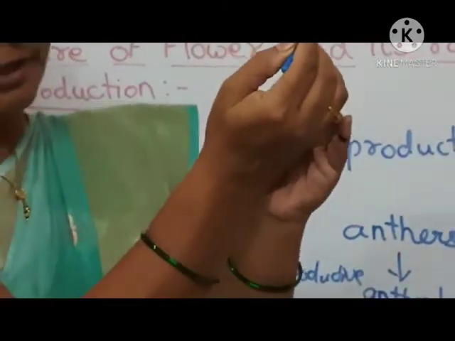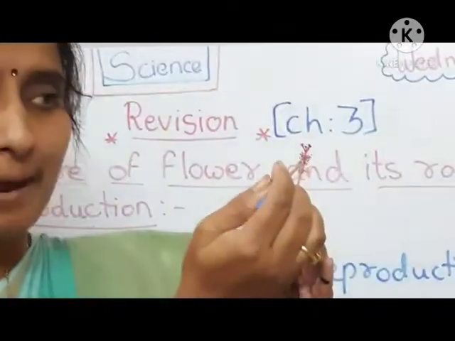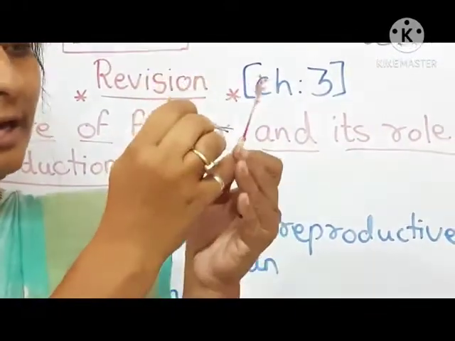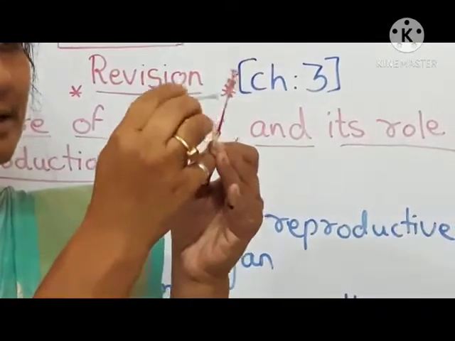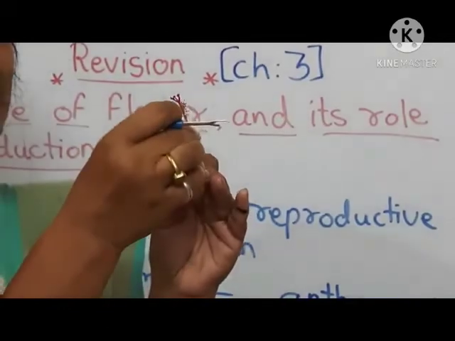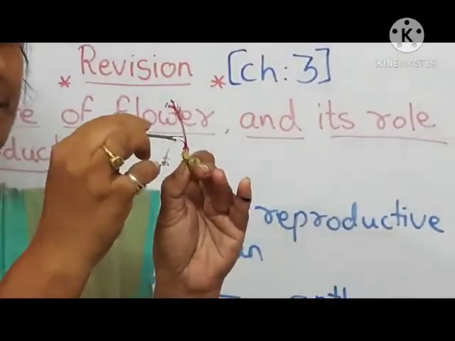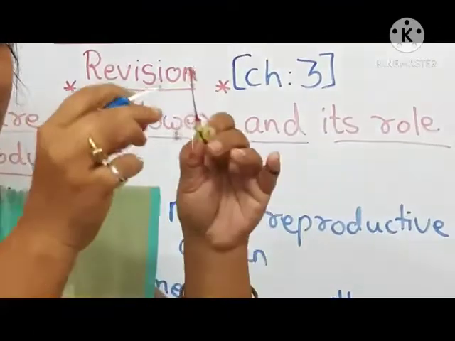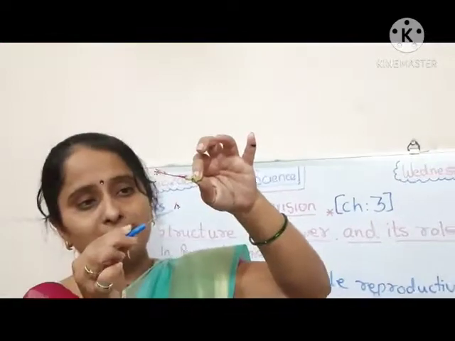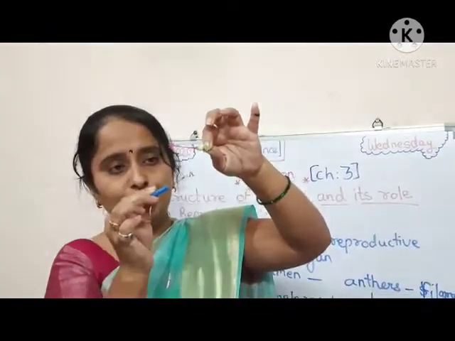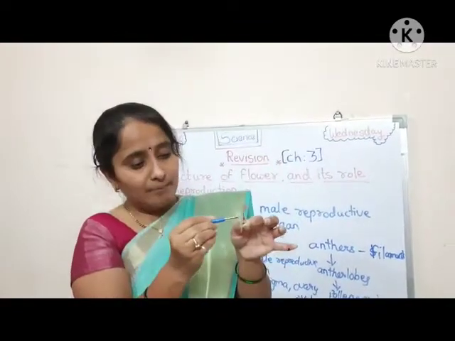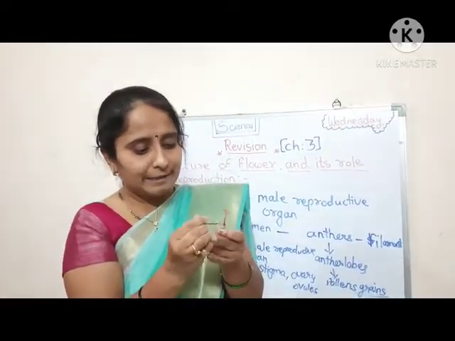Now, the pollen grains get transferred from the anther to the stigma. This part is known as the stigma. Inside this stigma, there is a small thin tube, which is known as the pollen tube. You can see this white filamentous tube. The pollen grains travel through this pollen tube, come down along the pollen tube and enter the ovary.